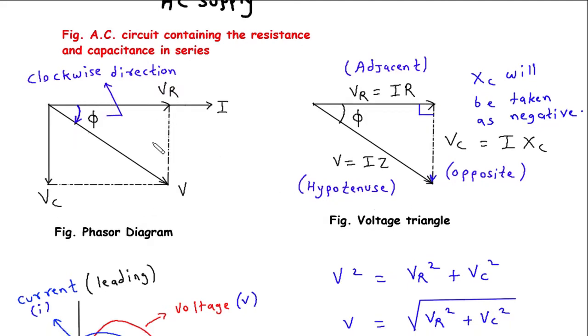This is a phasor diagram. This is the current as a reference. Now this VR is the voltage drop across resistance R. So VR and I are in phase. This is VC, voltage drop across capacitor C. So this VC is lagging this current I. This V is the resultant voltage. This is phi in clockwise direction. Now from this phasor diagram we can draw the voltage triangle.